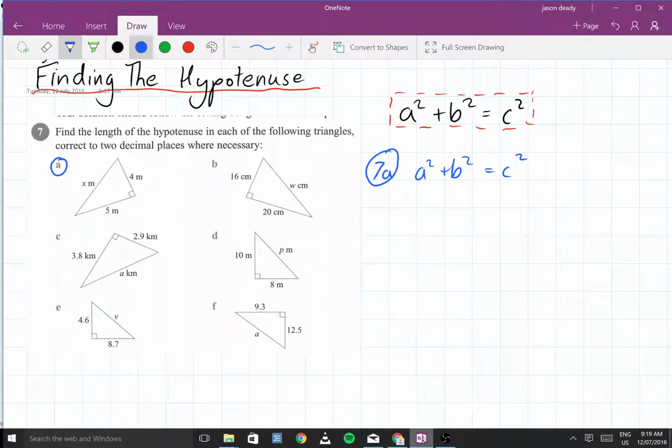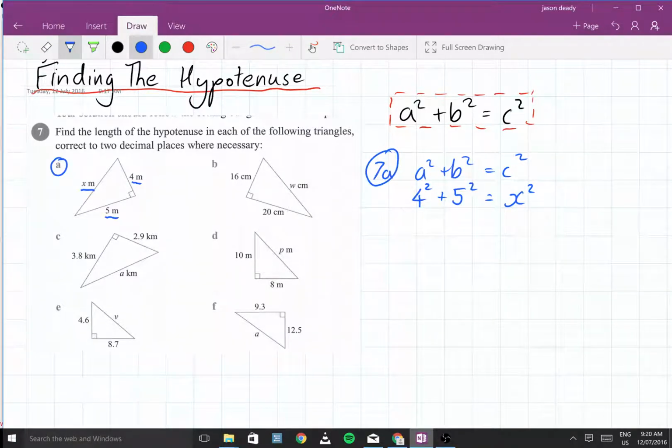So my a is going to be 4. It could have just as easily been 5, but 4 is one of the short sides, so it can be my first value. I square that, so I put the little 2 on top to remind me. Then my b has to be 5, and that's squared as well, equals c squared. Here, the c is x meters. x is the value of the hypotenuse, what we're trying to find out. So we write x, and that is squared as well, because it's squared in the formula.